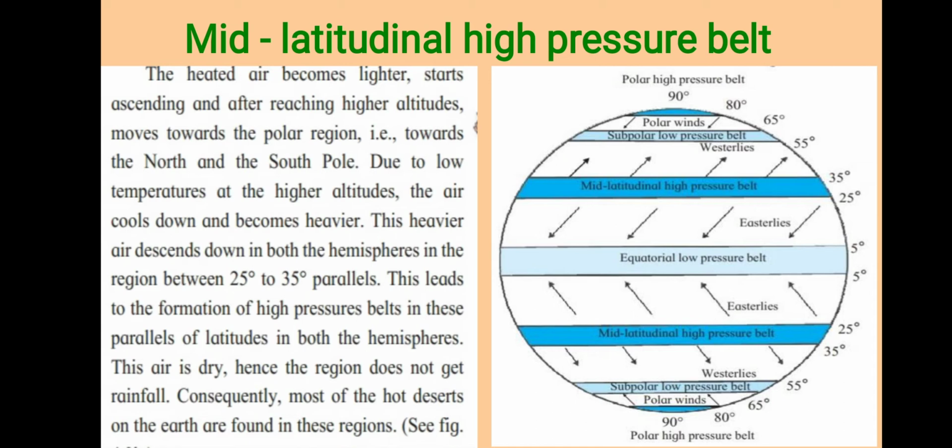Okay, many times a question will be there on this. Give reason: hot deserts we are able to find in the mid-latitudinal high pressure belt. Why? Because in the mid-latitudinal high pressure belt air is dry, hence this region does not get rainfall. That's why we are able to find the deserts in this pressure belt. Okay.